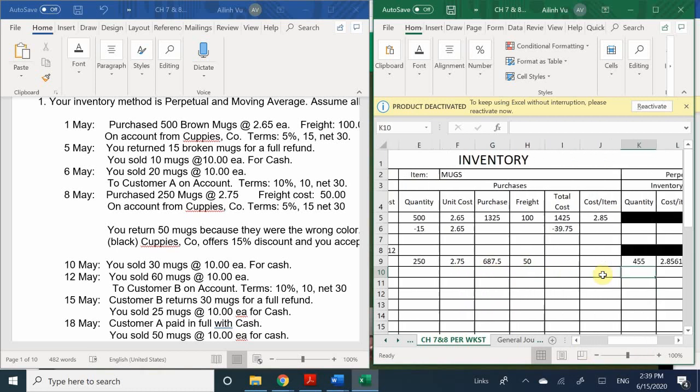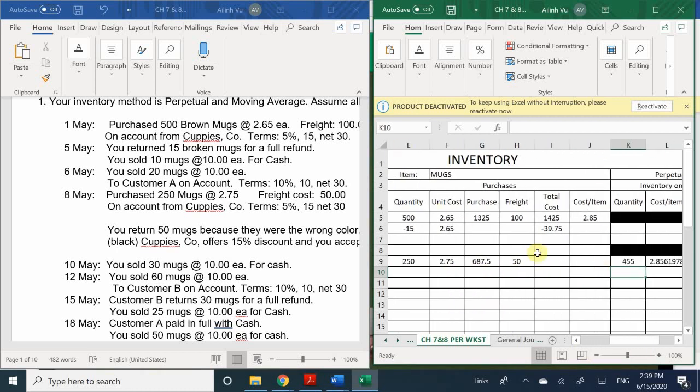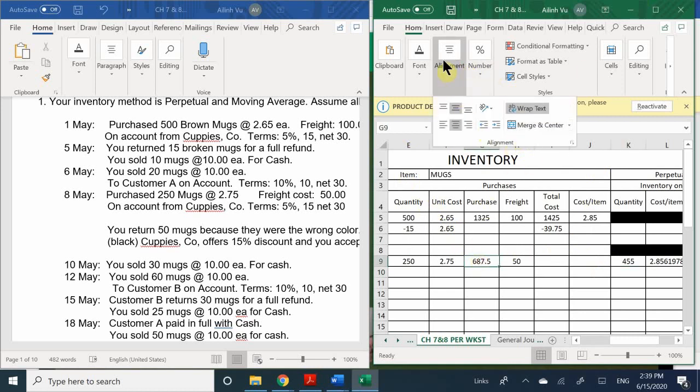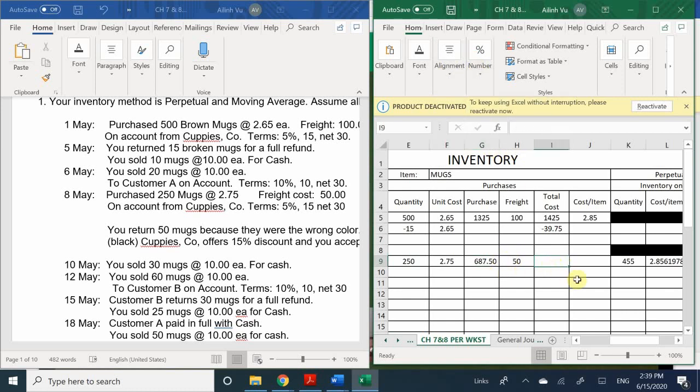$687.50. Oh, yeah, I do. Okay, good. And then with the $50 freight, it's $737.50. And adding the costs together, this plus this is going to get me $737.50. Now, we are moving average. Do we need to calculate our cost per item right now?